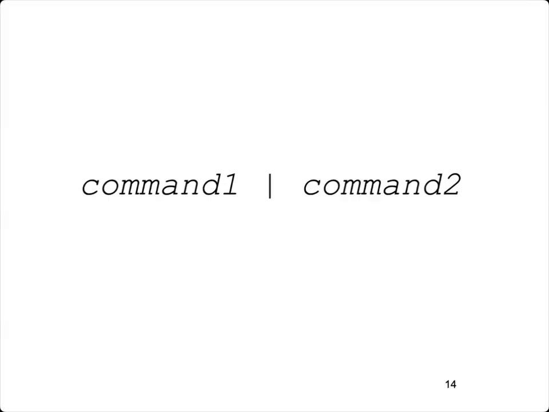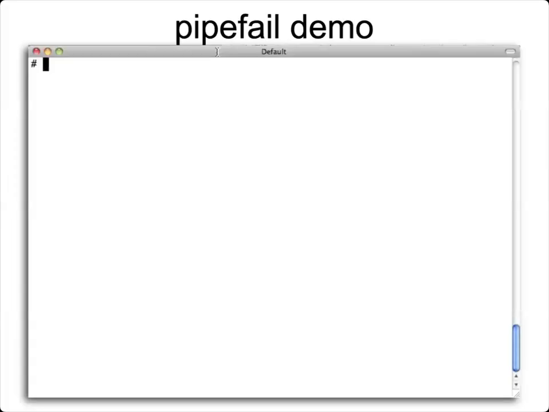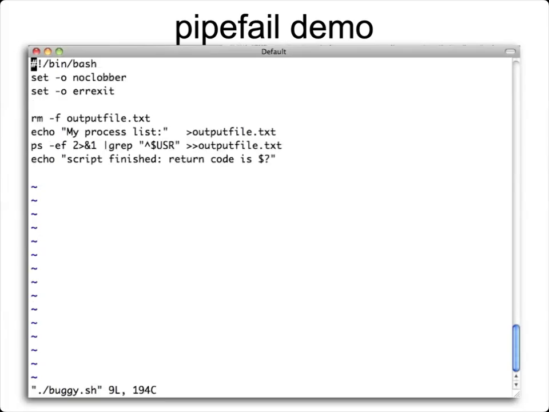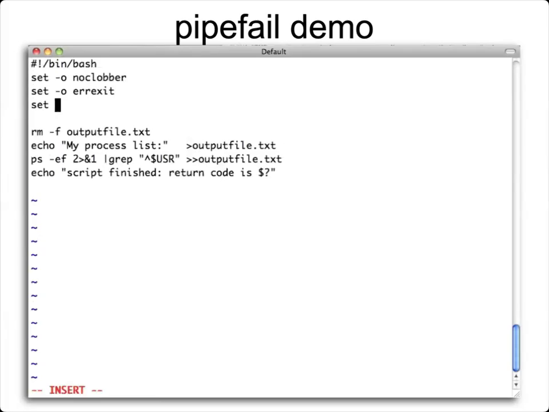Okay, now let's move on to talking about piping commands together. So the output of command one is going to dump into the input of command two so that things can be piped together. So let's see what we can do to find errors with this. We're going to add the pipefail option in the script. So we just ran it. It's exactly the same as where we left off. And now we're going to edit it and add the pipefail option.